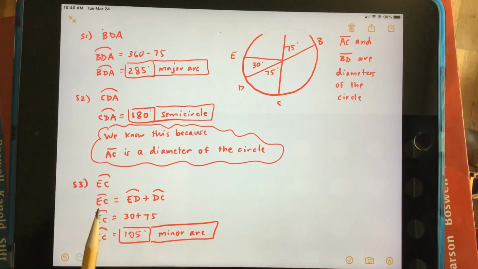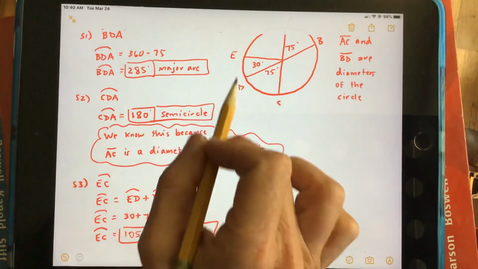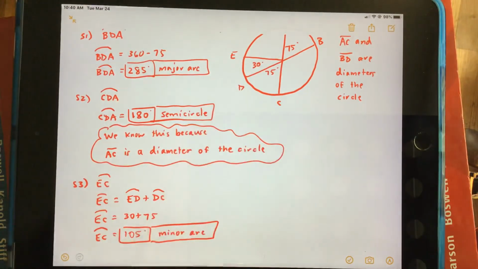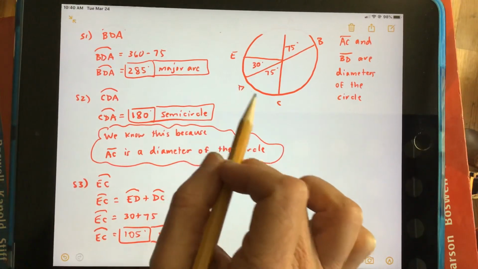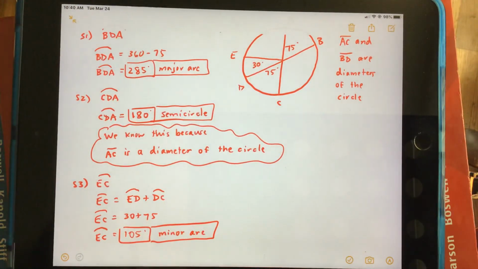To figure out the measurement of that minor arc EC, we're going to add together the two smaller arcs that make up that larger arc. So EC is comprised of ED plus DC. That's from E to D here, and from D to C. We put those together by adding 30 plus 75, and that gives us the measurement of the minor arc as 105 degrees. That completes our preparation for our quiz today for lesson 10.2.